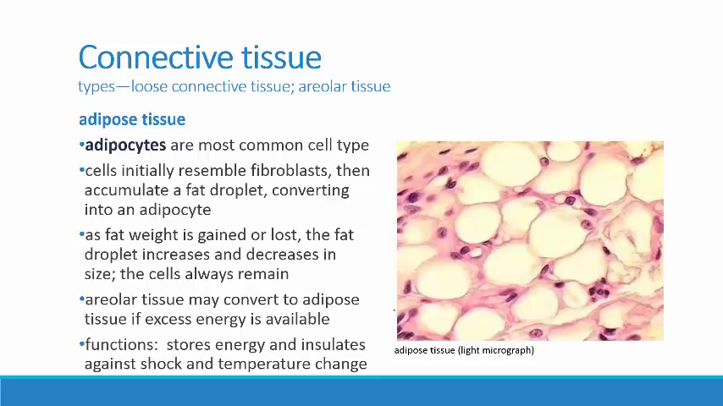And so losing and gaining weight after cells have become adipocytes is just about increasing and decreasing. Losing, of course, is decreasing the fat droplet size. Gaining weight would be increasing that fat droplet size. But the cells always remain.